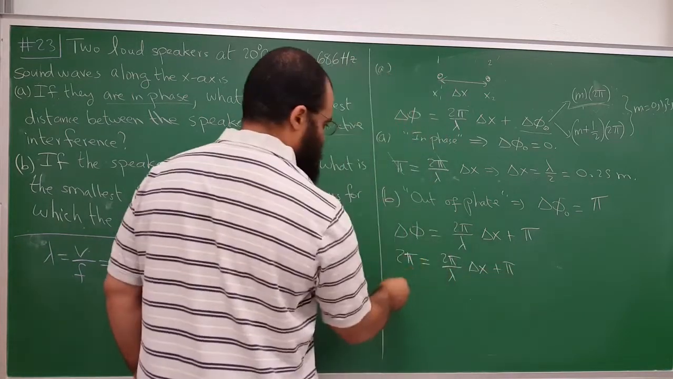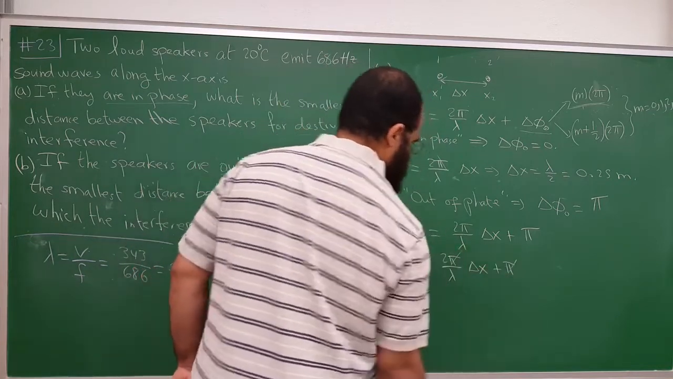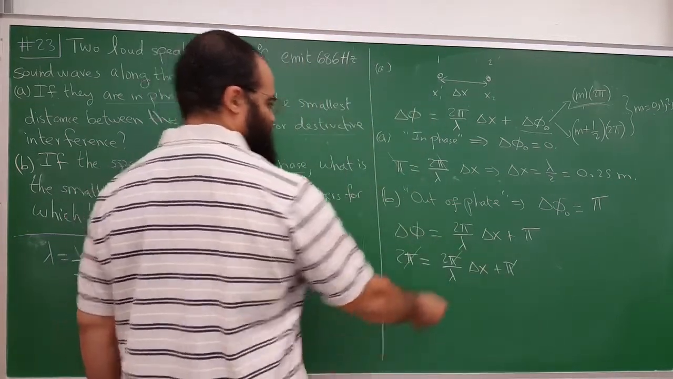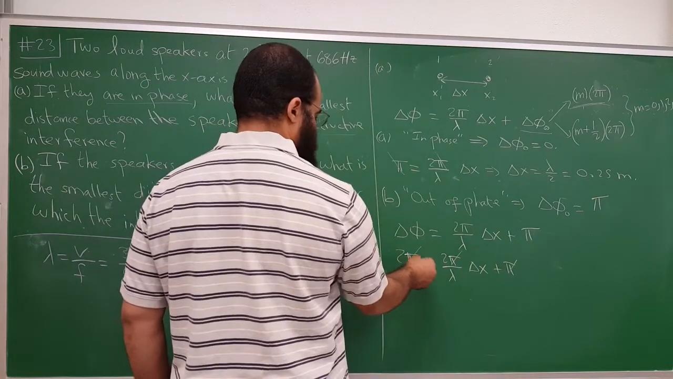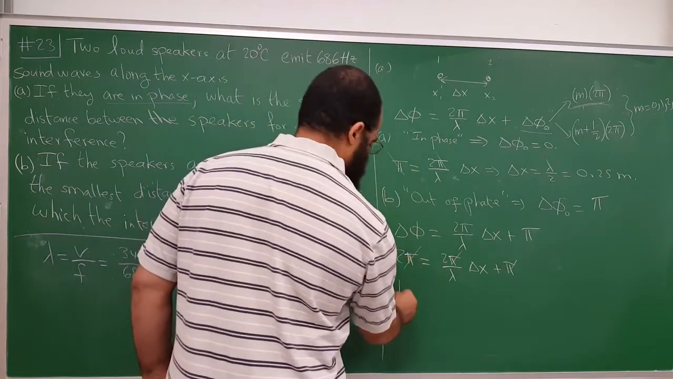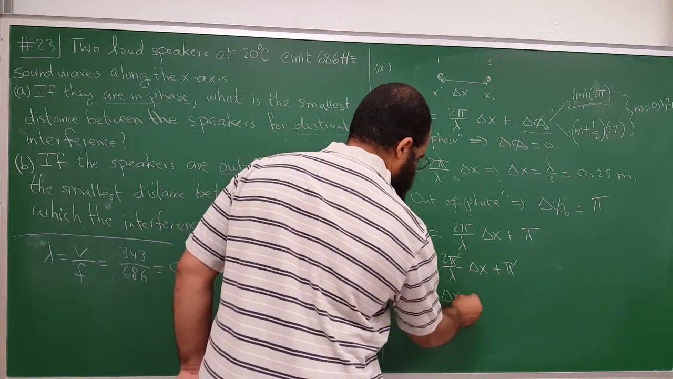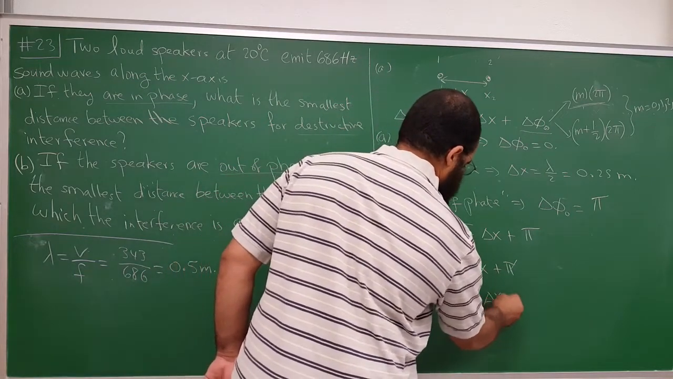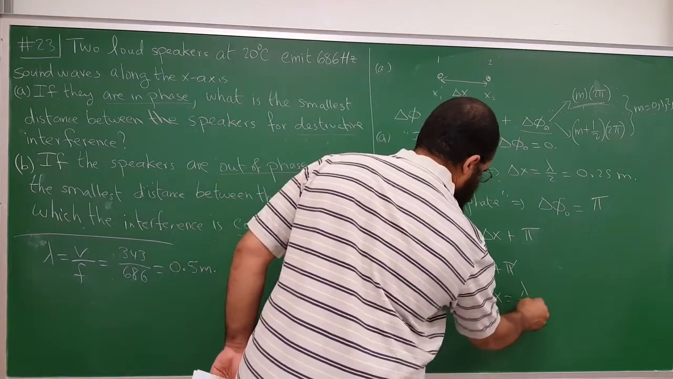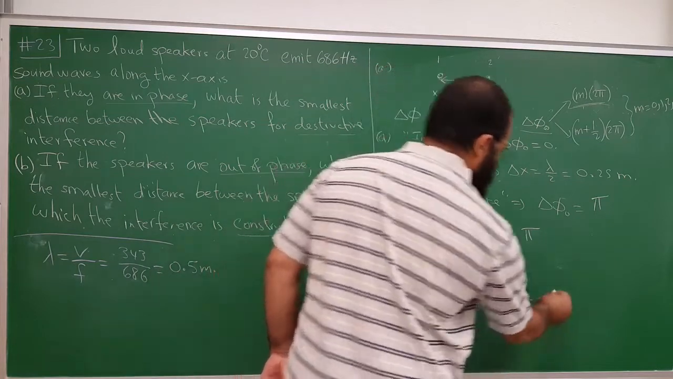You move the pi here and you cancel. So when you move the pi here, you just have 2 pi minus pi, which is pi. So you have a pi on the left side. Here you have 2 pi over lambda, and then delta x. And so delta x, again, is equal to lambda over 2, which is 0.25 meters.